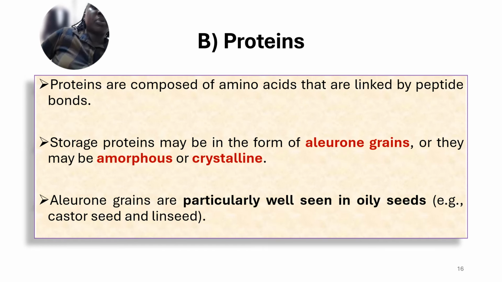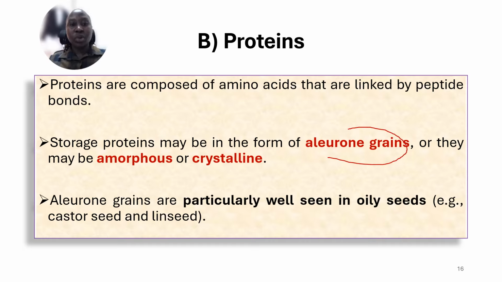So when we talk of proteins, these are composed of amino acids. We all know from the biochemistry point of view that they are linked by peptide bonds. The stored protein may be in the form of aleurone grains, or they may be amorphous or crystalline. So aleurone grains, we are going to see much more interesting things about aleurone grains as we move. Aleurone grains are particularly well seen in oily seeds, for example castor seed and linseed.